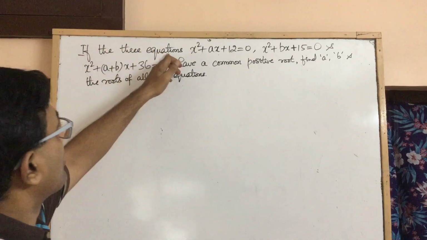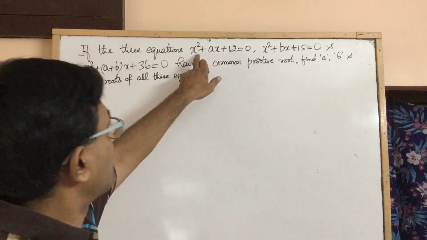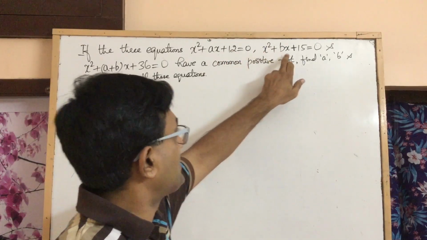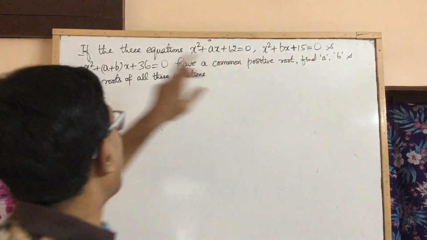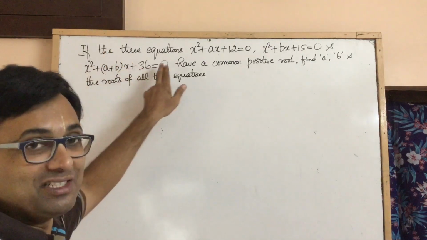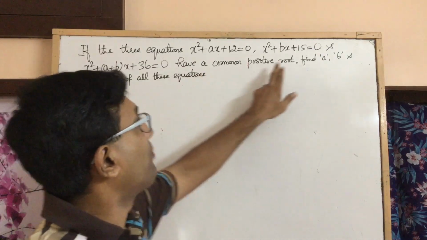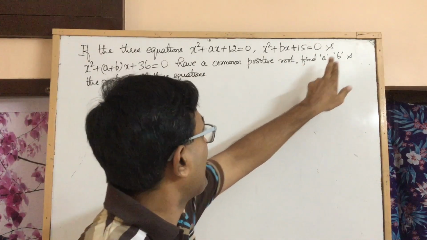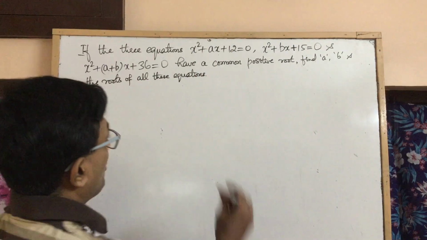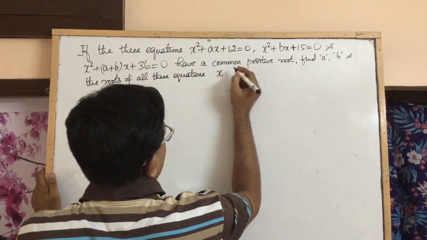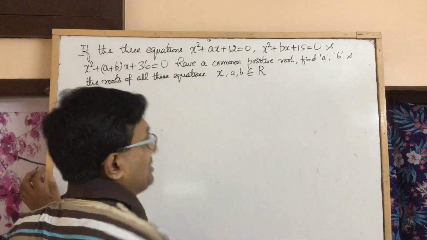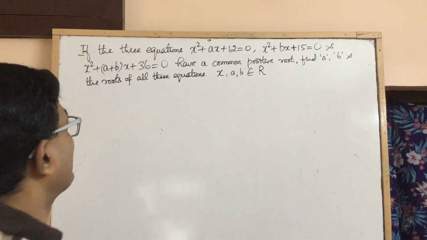If the 3 quadratic equations x squared plus ax plus 12 is equal to 0, x squared plus bx plus 15 is equal to 0, and x squared plus x times (a plus b) plus 36 equal to 0 have one common positive root, find a, b and the roots of all these equations. That's the question. Now, of course, it's stated that x, a, b, all these are real numbers. That's also a given thing.